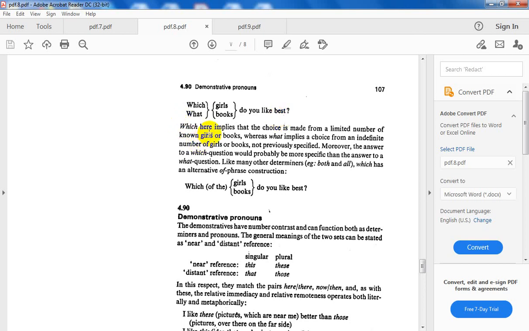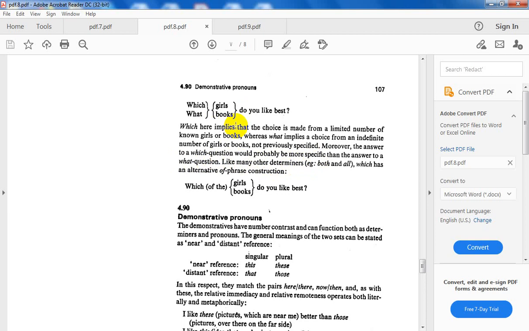So which here implies that the choice is made from a limited number of girls or books, whereas what implies a choice from an indefinite number of girls or books not previously specified. So which, they are specified, they are limited, they are known, but what, they are not specified, not limited, and they are indefinite. Moreover, the answer to a which question would probably be more specific than the answer to a what question.